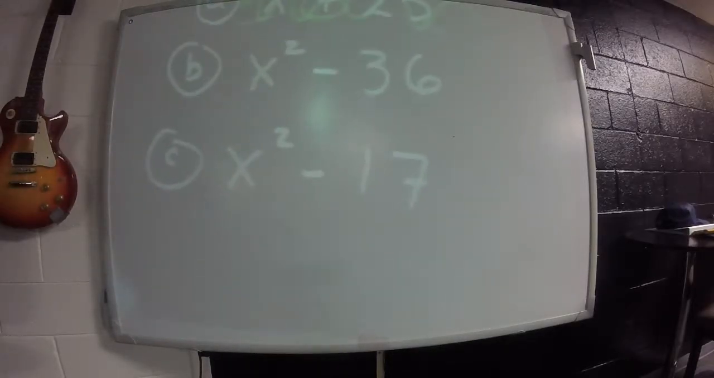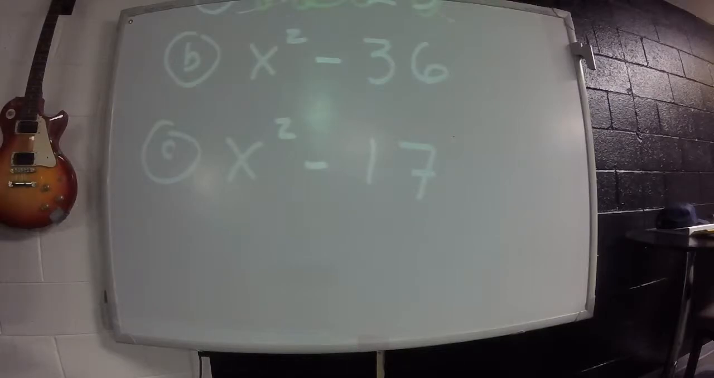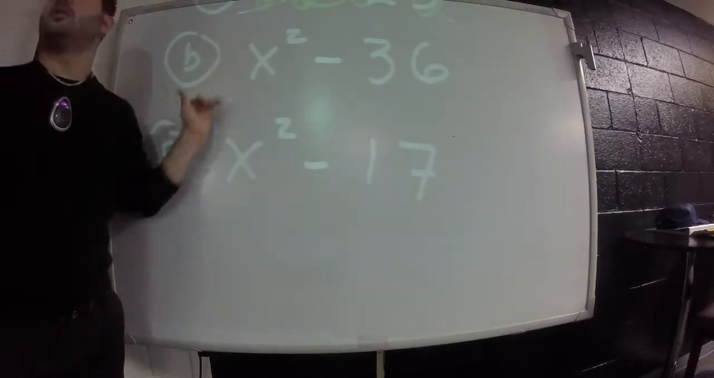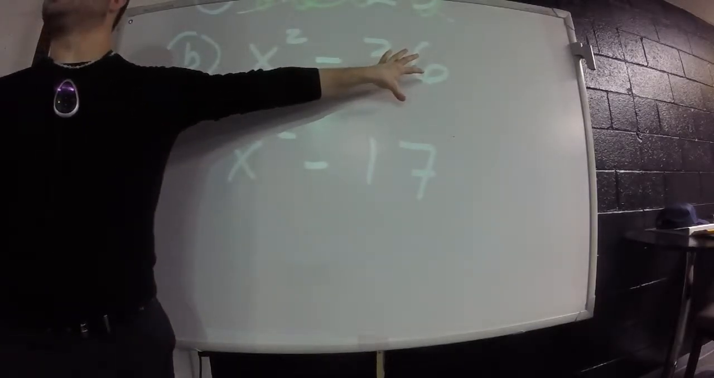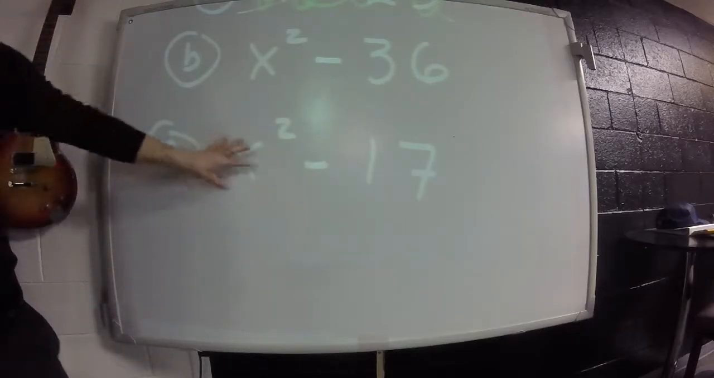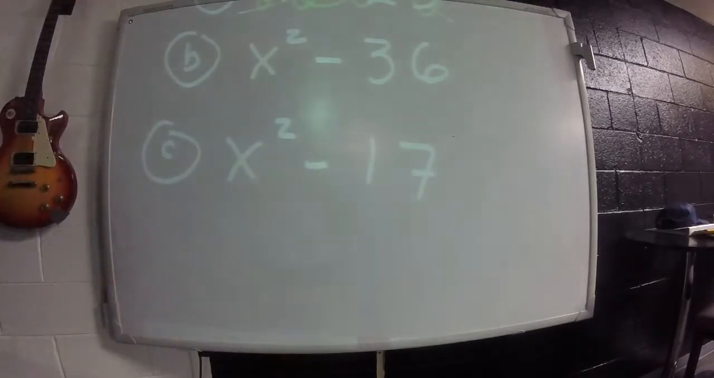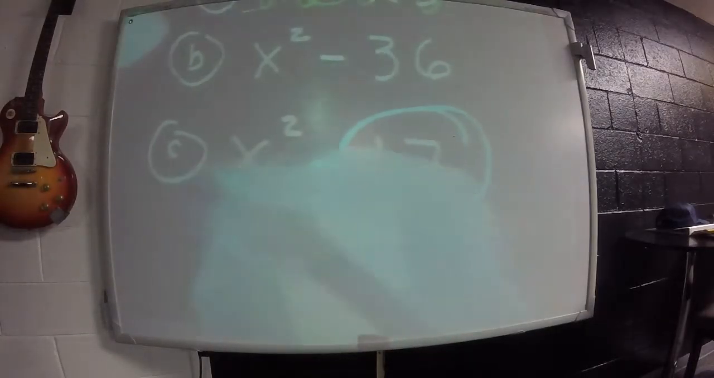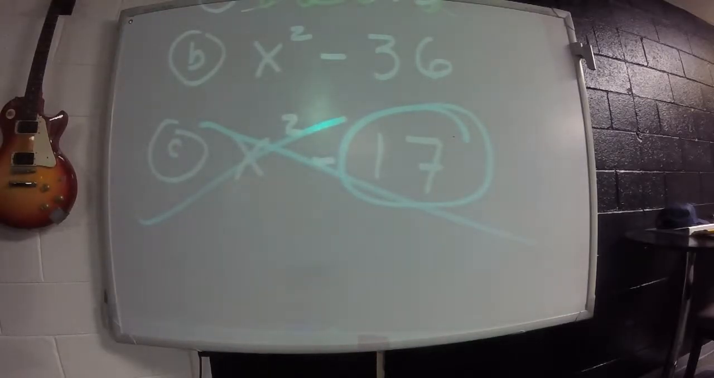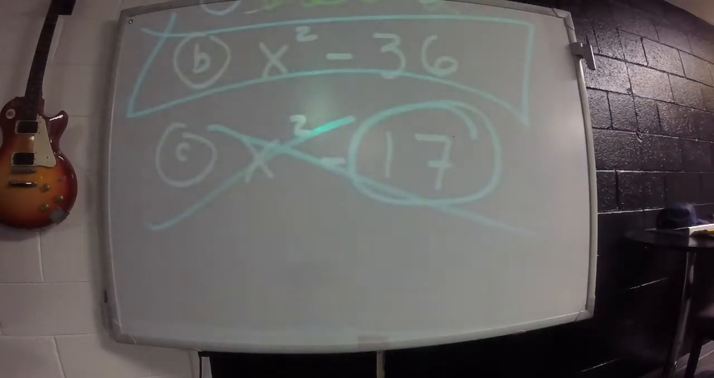But which one's a difference of squares? Between B and C, which one's the difference of squares? B, because I got x squared minus 36, which is 6 squared. On this one, x squared minus 17. 17 is not a square. What's the closest thing to it that might be square? 16. 16 would be square. 17 is not. So this is a difference, but not a difference of squares. So know when you're looking at a difference of squares. And then here's how you're going to factor them.